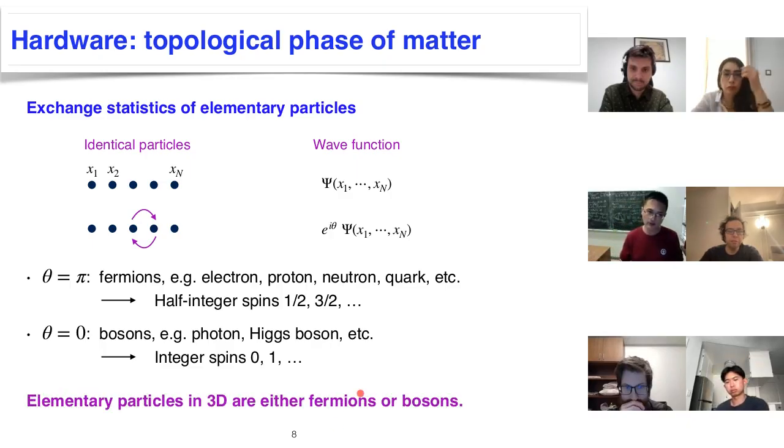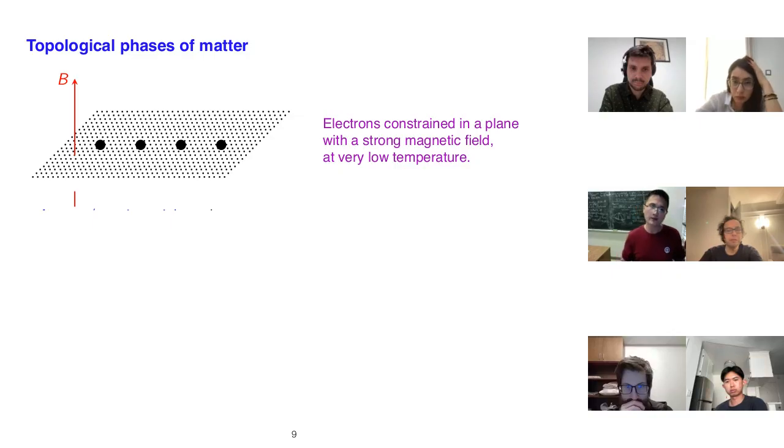It turns out in the 3-dimensional world, all the elementary particles are either fermions or bosons. However, the collective behavior of these elementary particles could have some exotic features that arise from the interactions between them. Just as the famous quote goes, more is different.